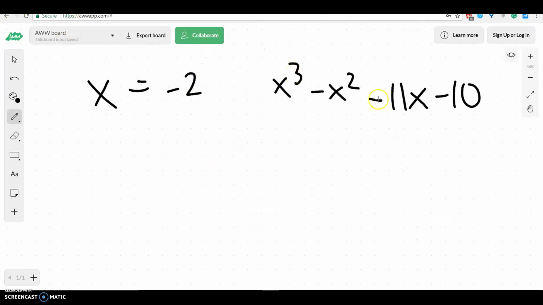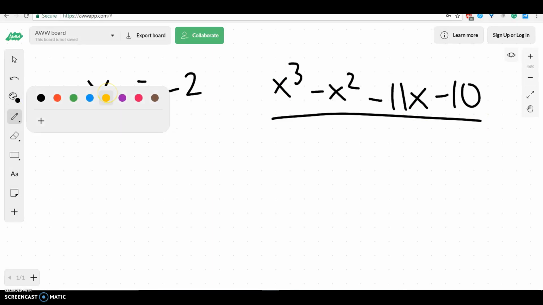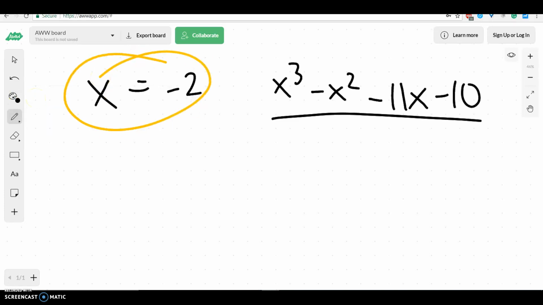Okay, so they gave us this, and they want us to find the other solutions. Again, you can't factor this because you don't know what it factors into, but you can use this information right here to help you factor or help you solve. So we're going to use synthetic division again. Because this is x minus 2, this is not a factor. This is actually what it's equal to.